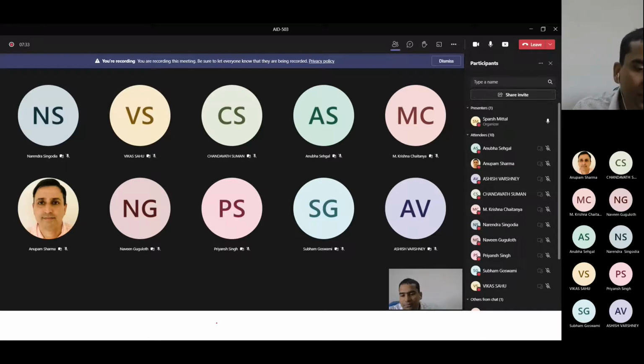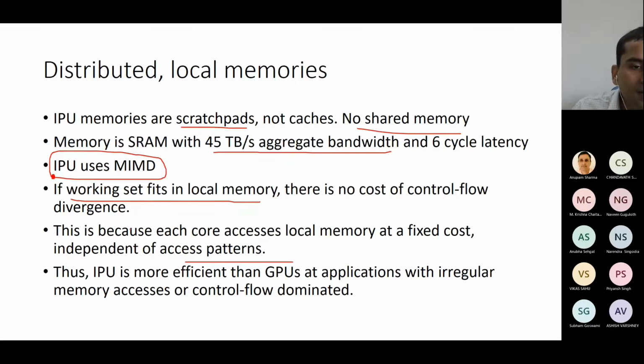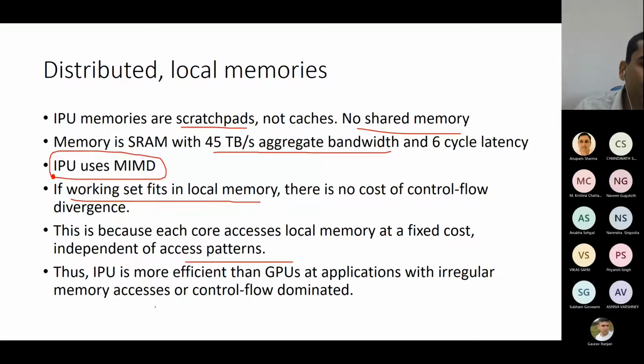So this creates an issue. Whereas in the IPU, it is more efficient than GPUs for applications with irregular memory access or control flow dominated applications. Control flow means if-else conditions, or wherever you have branch conditions or jump conditions. Similarly, irregular memory accesses means like this.